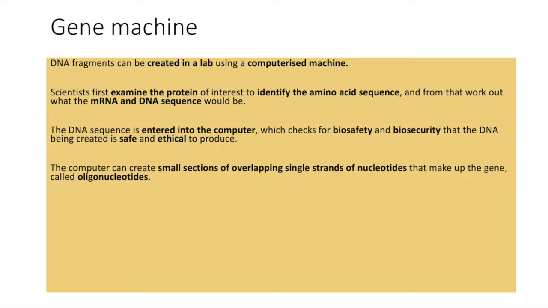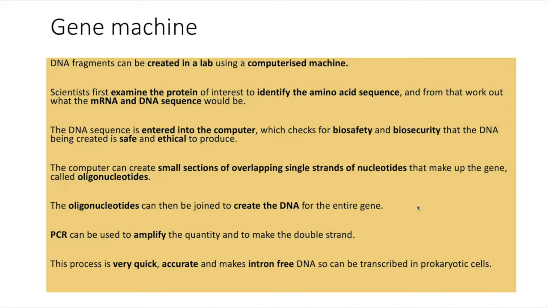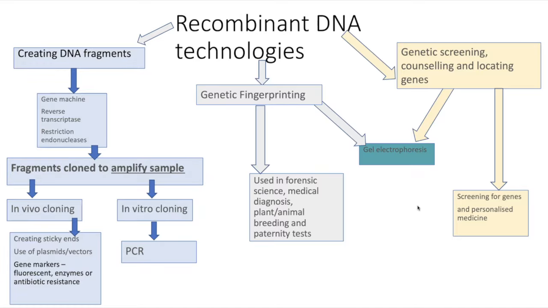The computer then creates small sections of overlapping single strands of nucleotides that make up the gene, called oligonucleotides. Oligonucleotides can then be joined to create the DNA for an entire gene. Once you've done that, PCR is then used to amplify the quantity and to make it double-stranded. So this process using a gene machine is very quick, it's accurate, and you can also design it so it's intron-free. So that's how we create our DNA fragments.